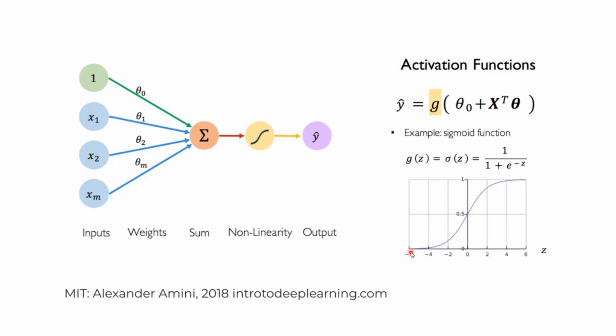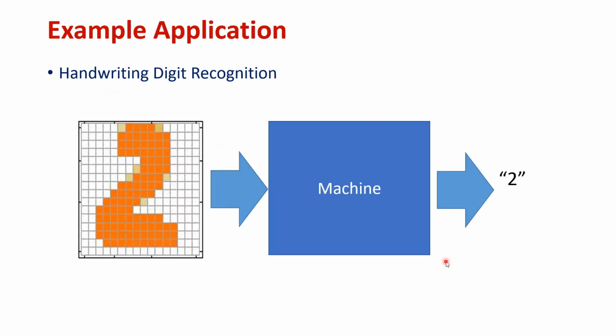So the output here is a value from 0 to 1, right? It could be from minus 1 to 1. It could be anything, based on the design of that circuit. So here it's from 0 to 1, as you can see. When z is minus infinity, the value is 0. When z is infinity, the value is 1. So that's the characteristic in this case.